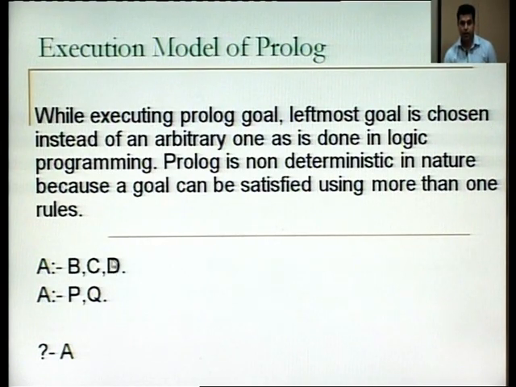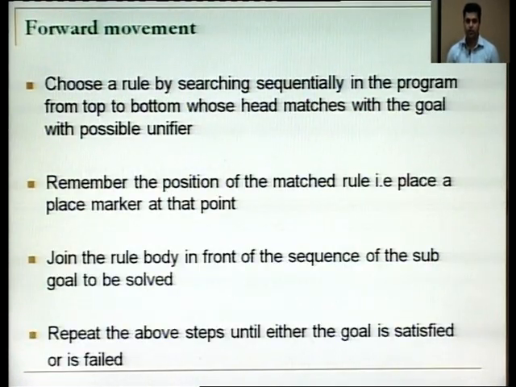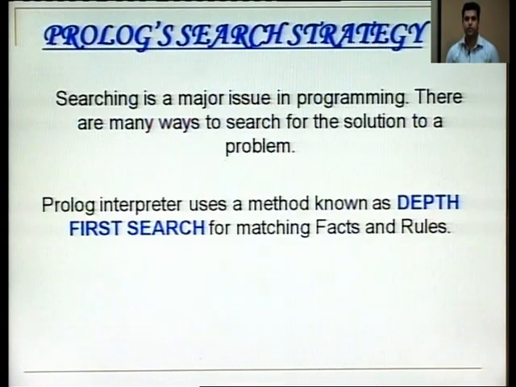And if D fails, where will it go? It will go to C. It will try to find an alternative value for C, and then it will again come back to D. And if the whole of B, C and D fails, then it will come to the alternative rule, that is, it will try to satisfy P and Q. This is how Prolog executes the program. This is what we have covered.